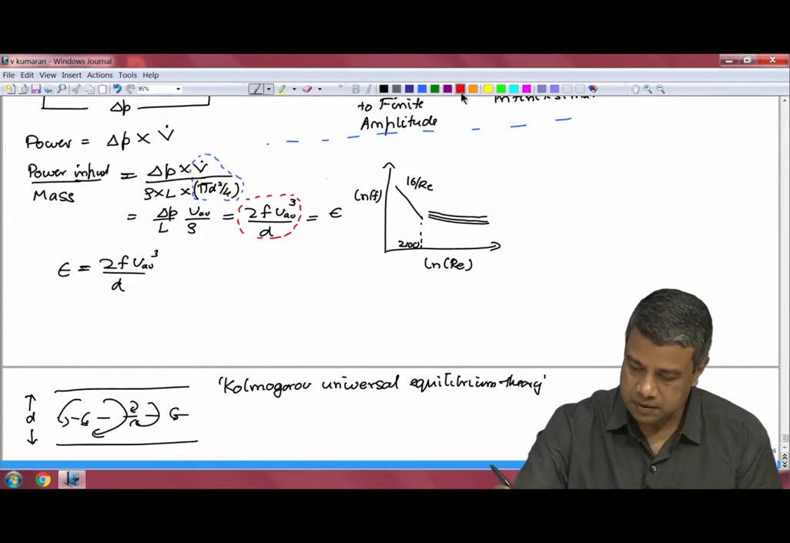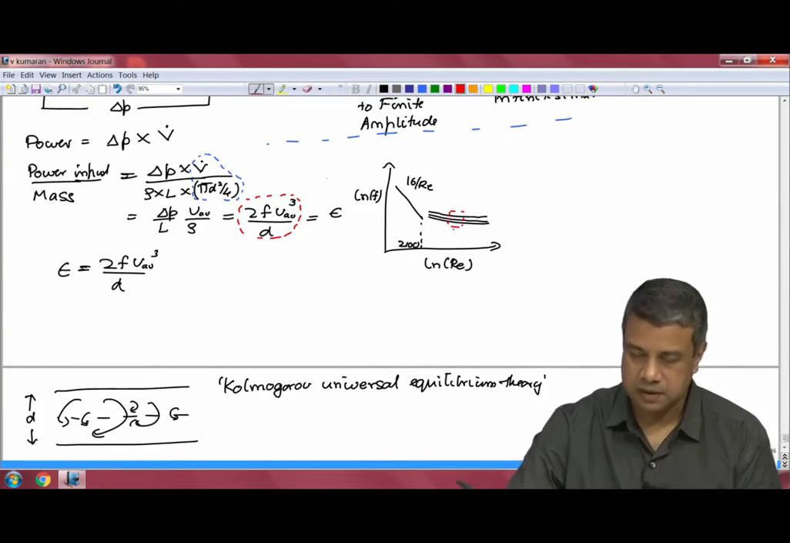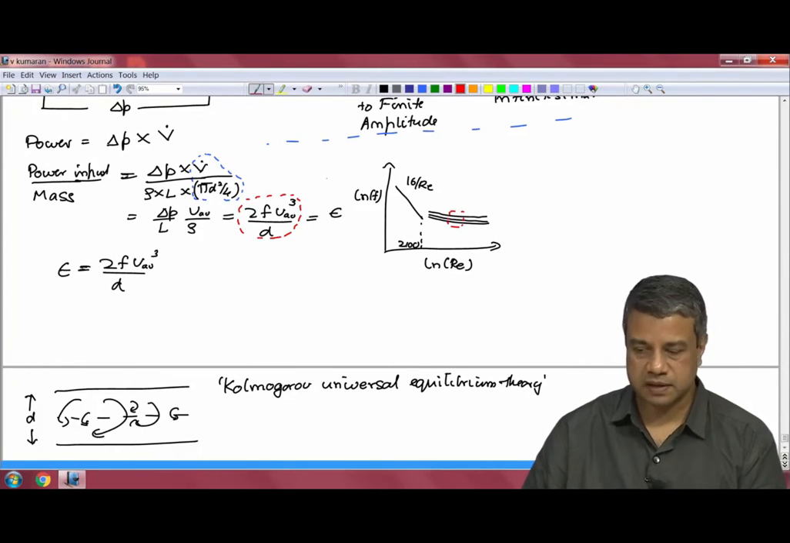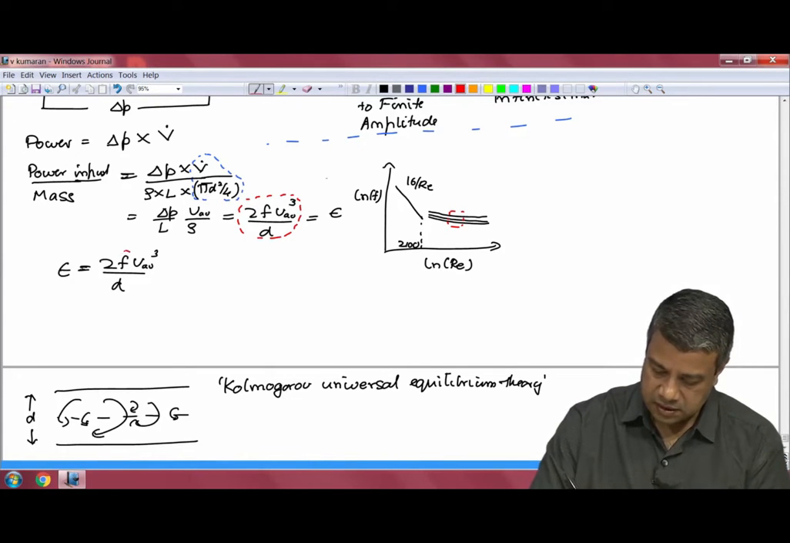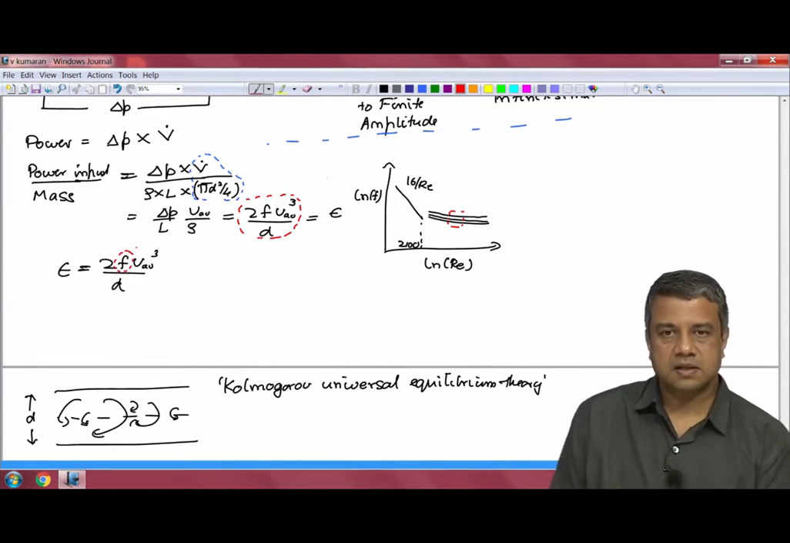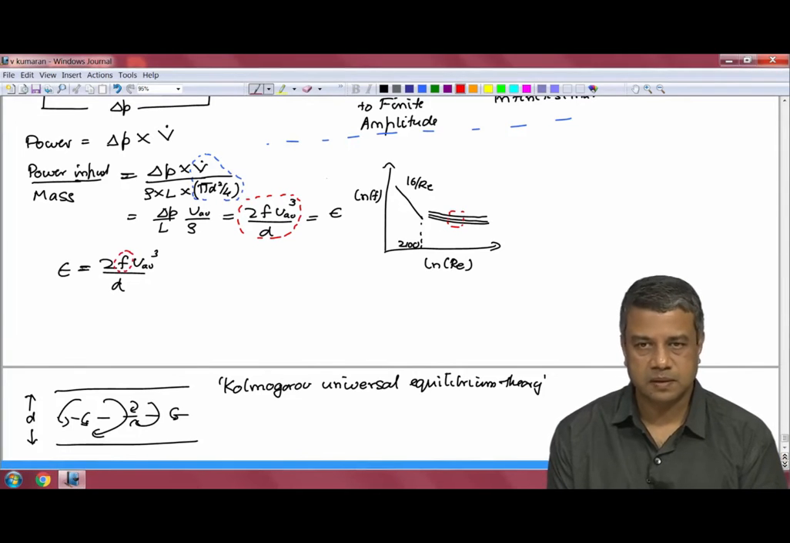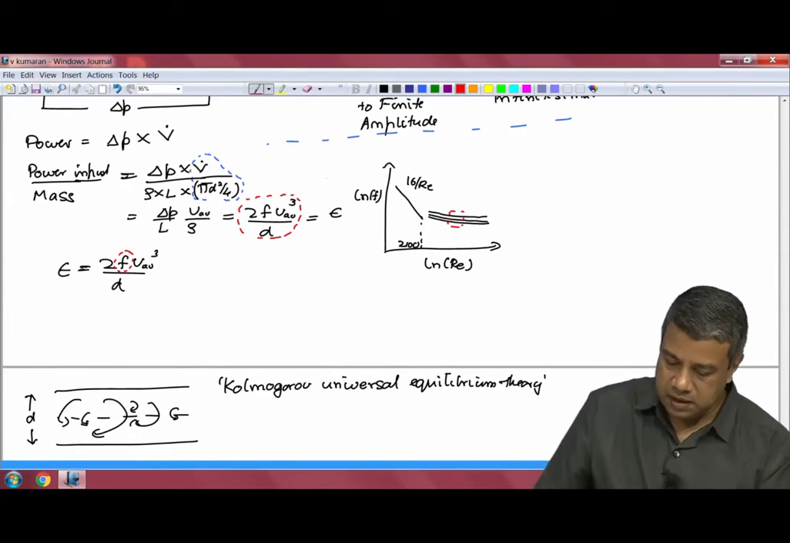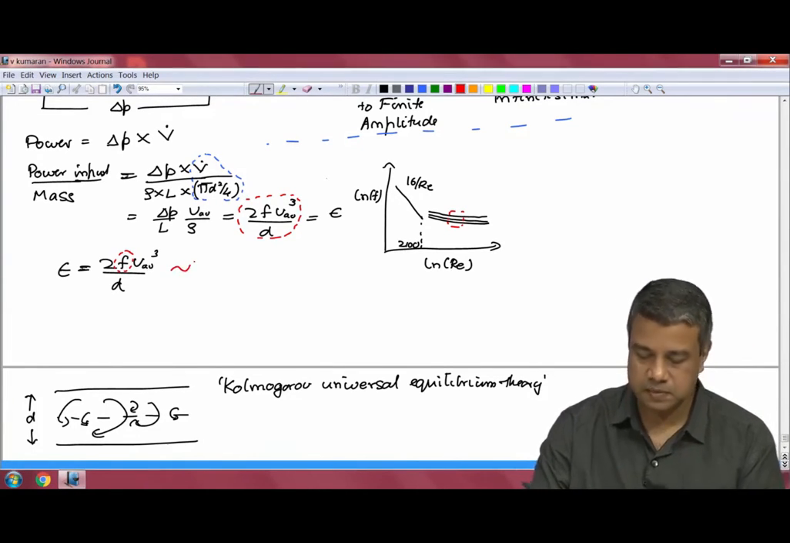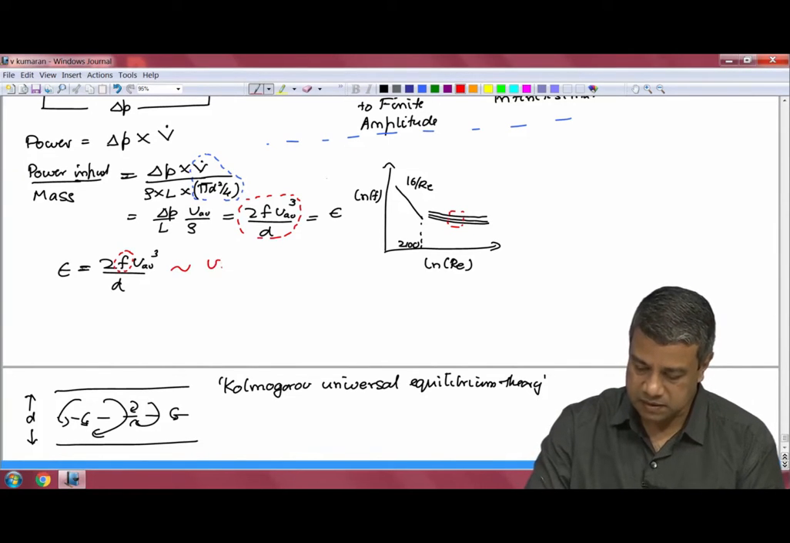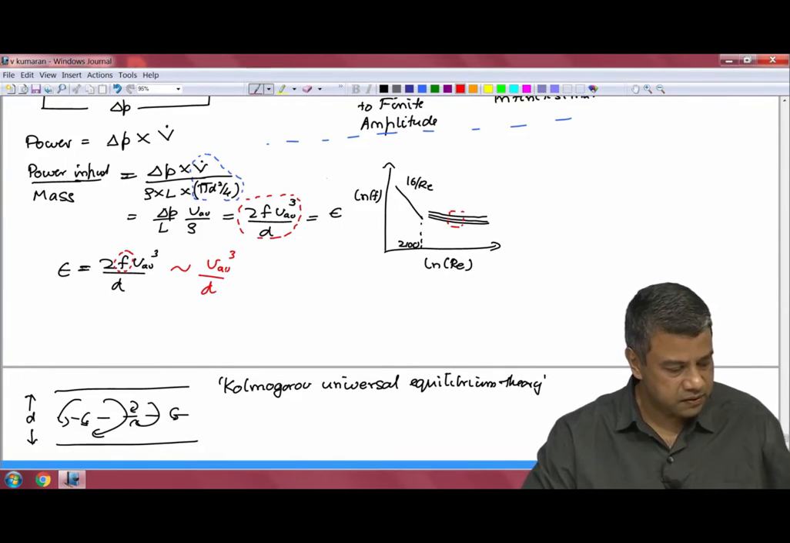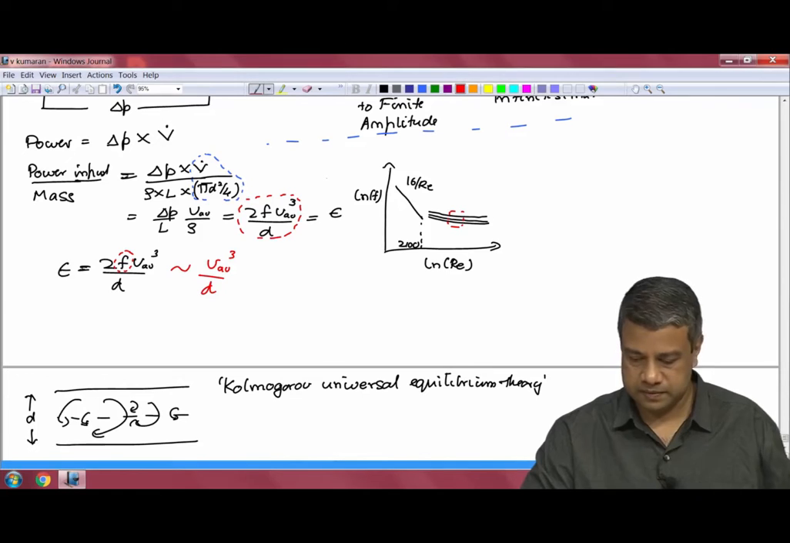Now, in a turbulent flow, the magnitude of the slope of the friction factor is much smaller than that for a laminar flow. So, it is usually assumed that this does not scale with Reynolds number. We can consider it to be approximately a constant. In which case, this energy dissipation rate per unit mass is estimated as V average cubed by d. That is the scale that is used for the energy dissipation rate per unit mass.